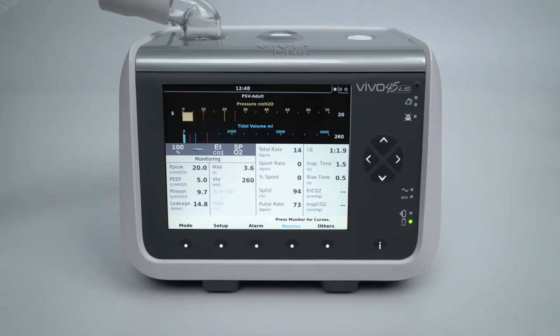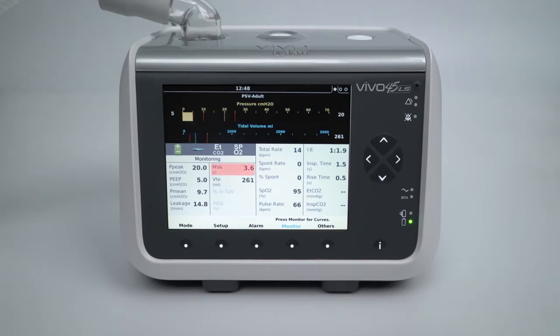Located in the main portion of the monitoring screen, the main values measured from the patient are in 4 columns. In the first column are peak pressure, PEEP, mean airway pressure, and leakage values. The leak measurement value displays the total leakage and is only provided when a passive circuit is recognized by the Vivo 45LS.